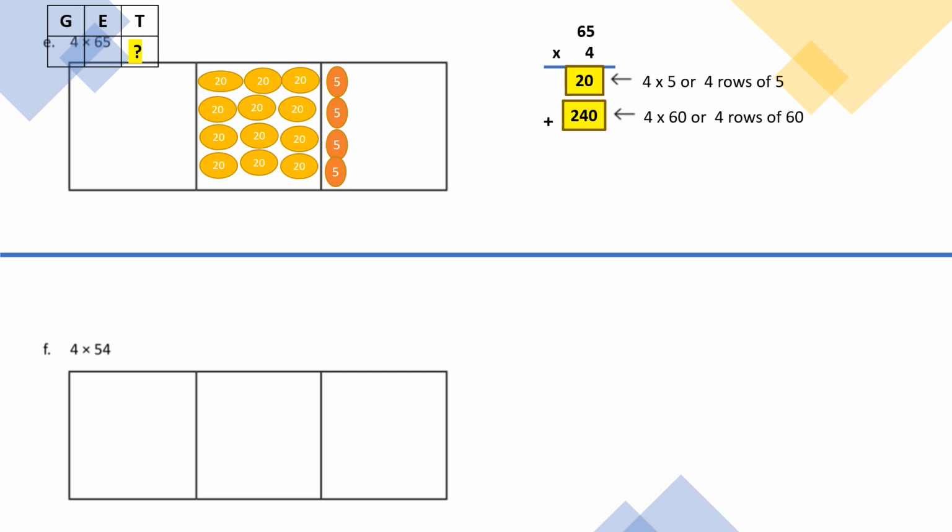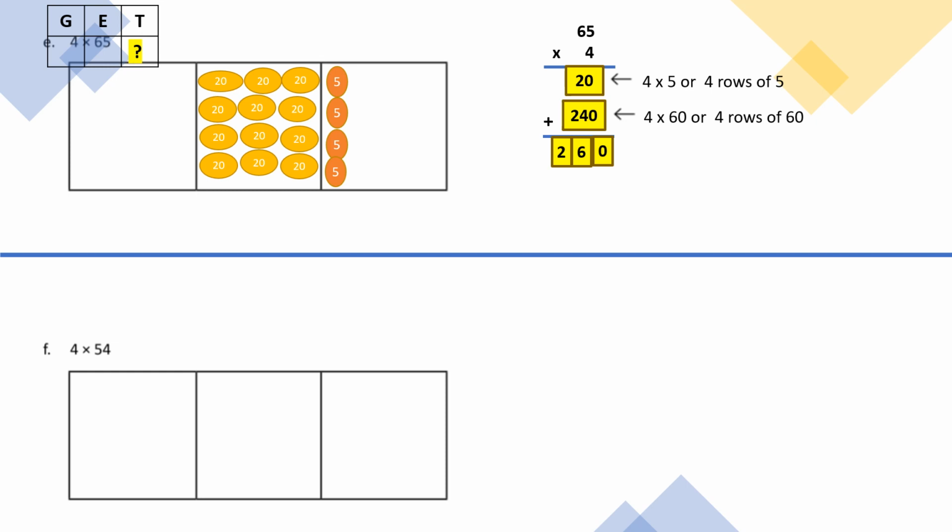Now what we're going to do is we're going to put our total for our ones place and our tens place together. So let's start by adding the ones place. 0 plus 0. Well, that's 0. 2 plus 4, that's 6. And 0 plus 2 is 2. So that means that 65 times 4 is 260.